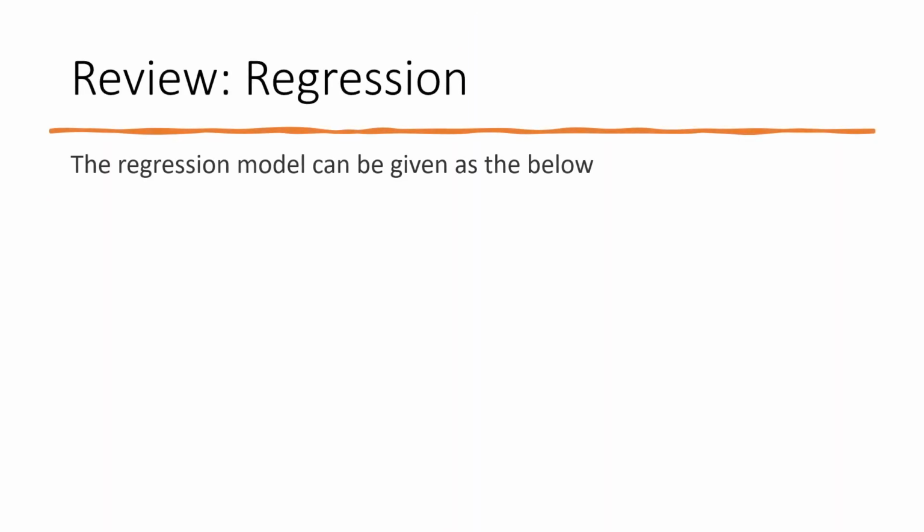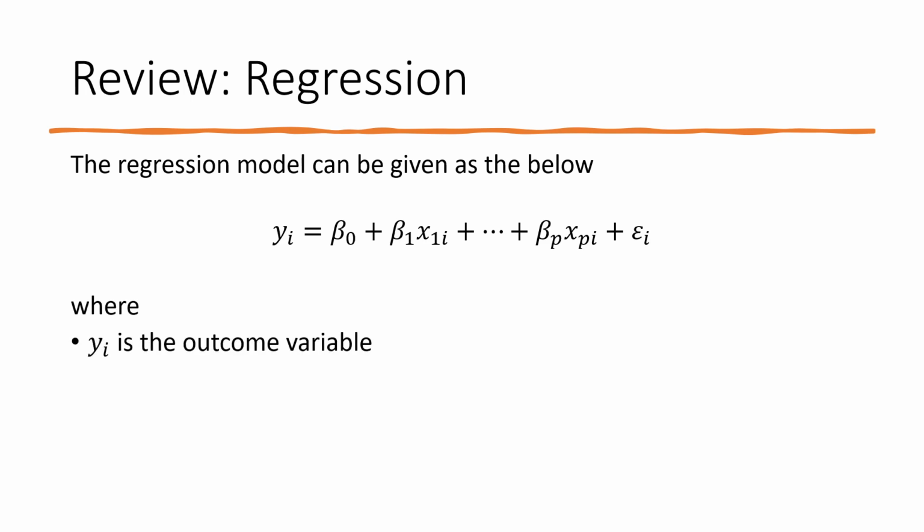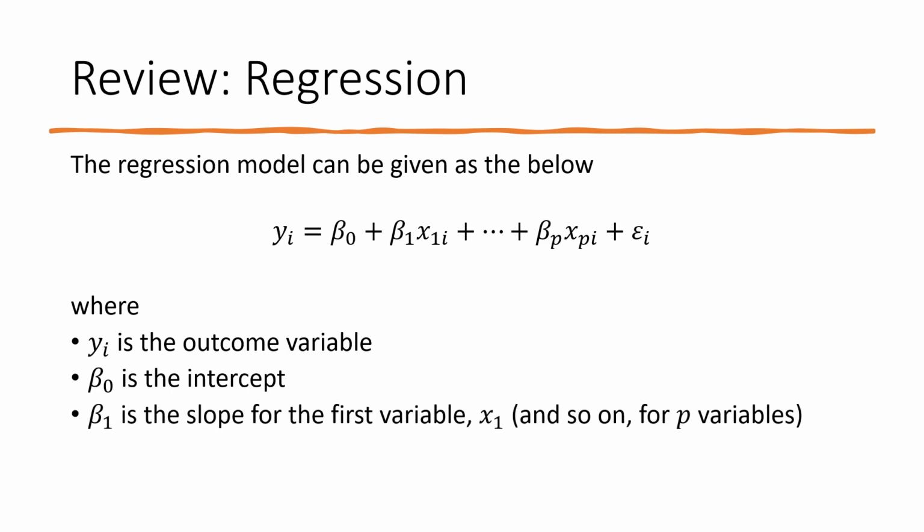So we'll start out by reviewing regression. Regression, as has been seen several times in this class, forms the foundation of many other statistical methods that we do. The regression model that we classically look at is y equals the intercept plus the slope, x1, and so on and so forth for as many variables as we have, where y is the outcome variable, beta 0 represents the intercept, beta 1 represents the slope, and epsilon is the error term for the ith participant.